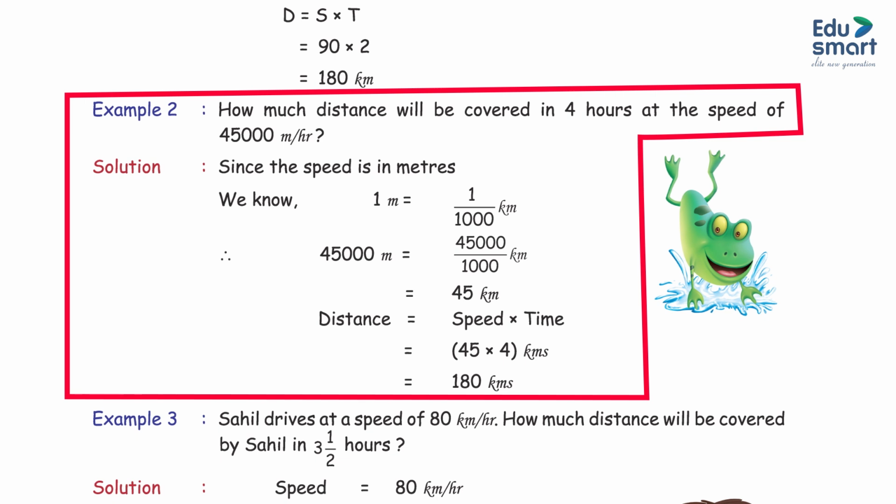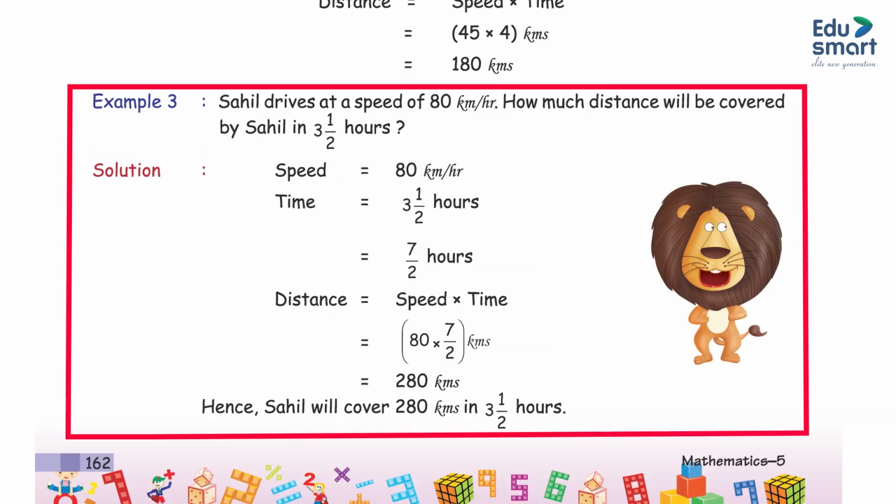Solution. Since the speed is in meters, we know 1 meter is equal to 1 upon 1000 km. 45,000 meters is equal to 45,000 upon 1000 km, which is 45 km. Distance equals speed into time. 45 × 4 = 180 km. Example 3. Sahil drives at a speed of 80 km per hour. How much distance will be covered by Sahil in 1 upon 2 hours?